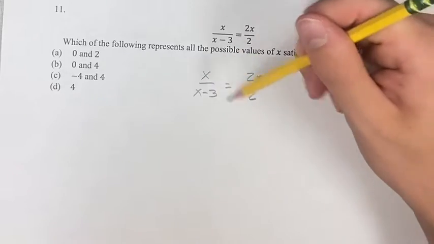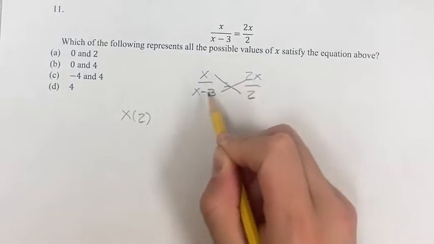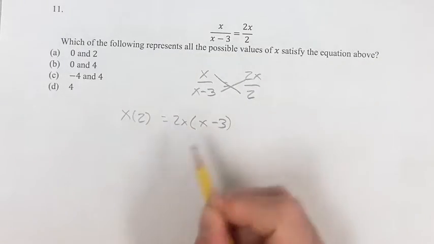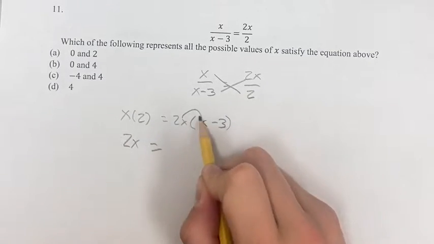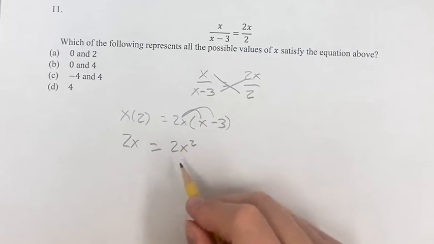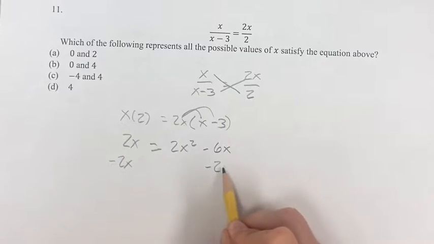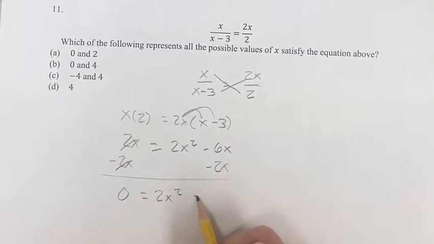So we have x times 2, multiply those, are equal to 2x times x minus 3. And now we can just solve for x. X times 2 is 2x is equal to, distributing here, 2x times x is 2x squared, minus 3 times 2x is minus 6x. And if we bring this 2x over by subtracting 2x from both sides, we get 0 is equal to 2x squared minus 8x.